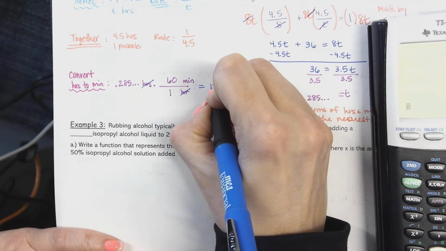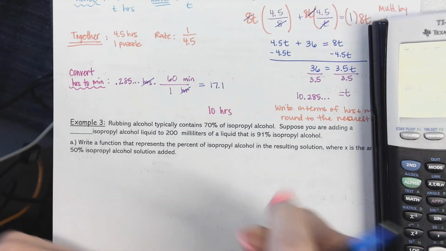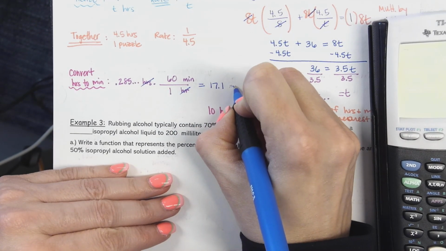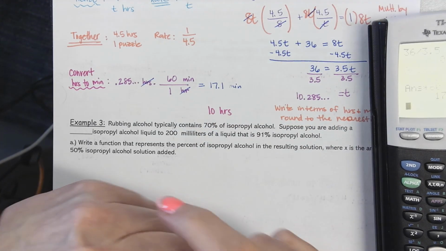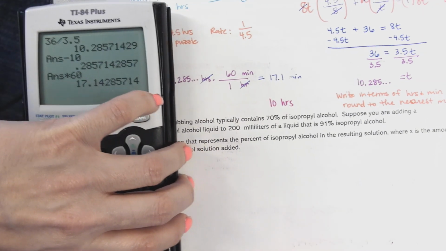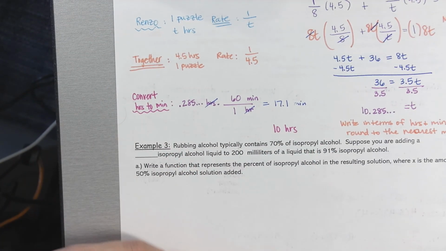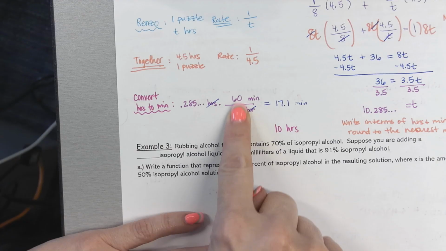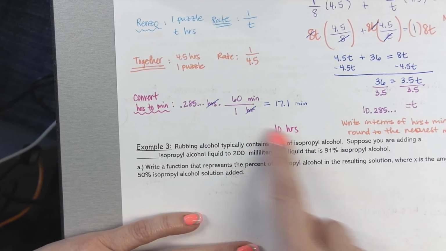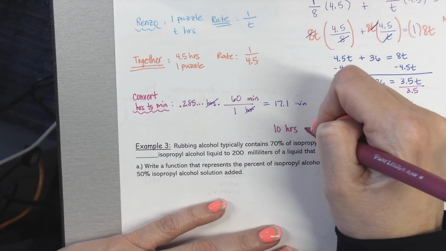Okay, so 17.1 rounds to 17. Okay, so it's 10 hours and 17 minutes. Yeah, we didn't divide, so we're just multiplying those together. We're multiplying by the conversion. So 60 minutes in 1 hour is the conversion, so you can see it for those.